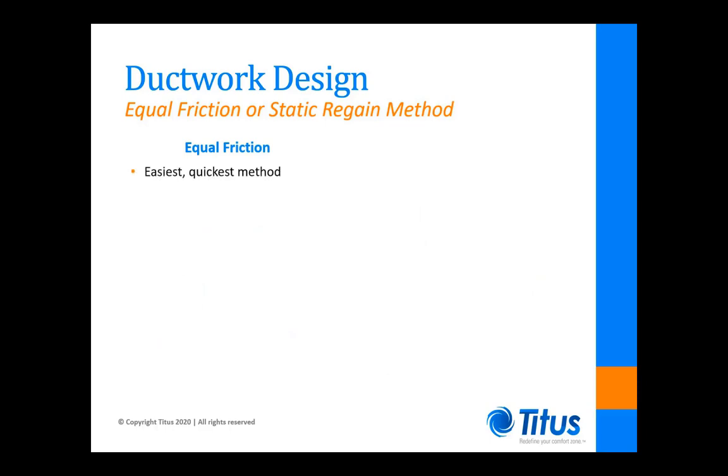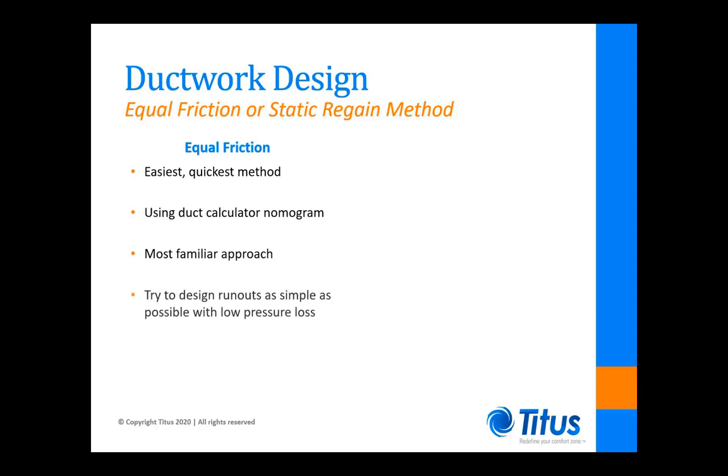Equal friction is a method most engineers are familiar with. Equal friction simply means that the ductwork is sized with an equal pressure loss along the entire duct length. It's quick and often done using ductulator type tools. One important thing to note is that the system's static pressure will reduce as the air progresses through the ductwork.